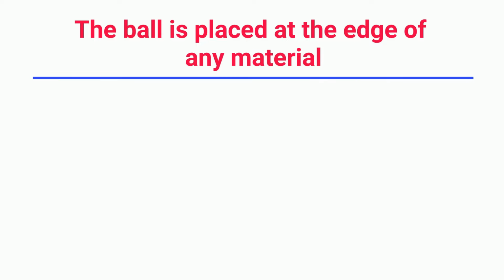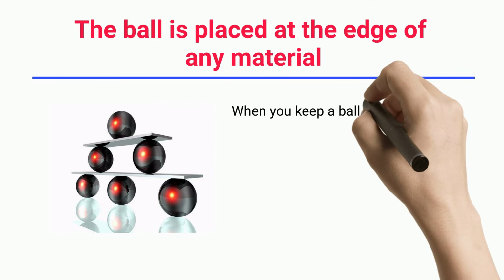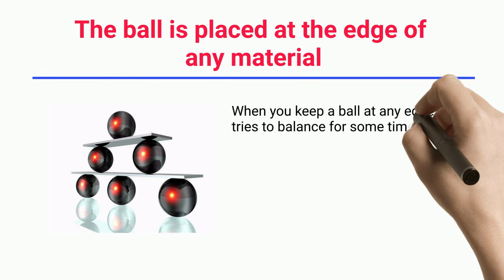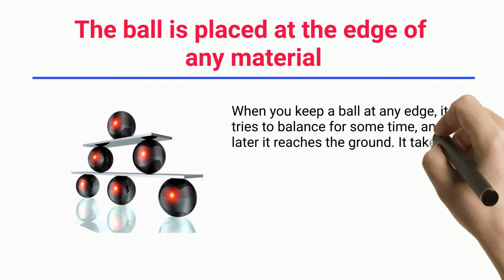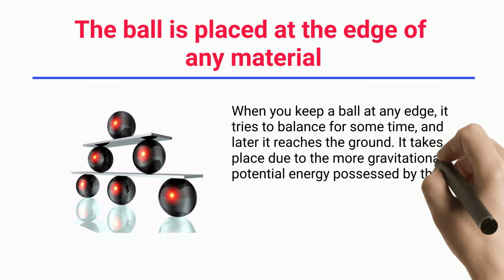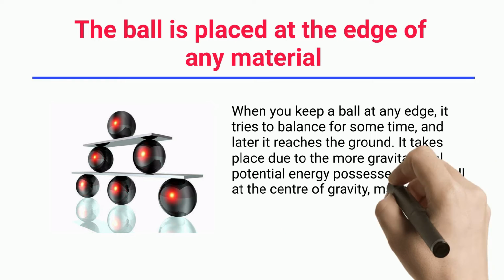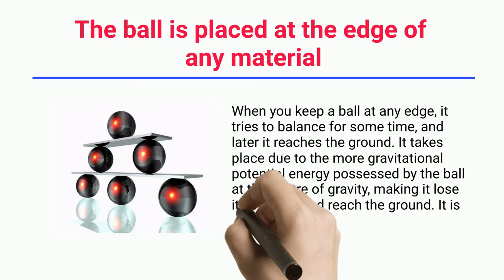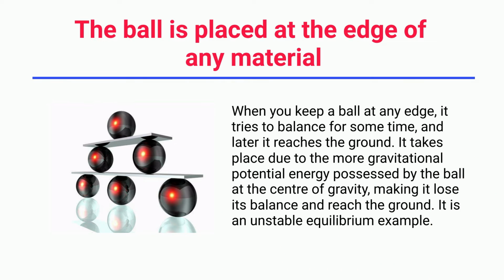The ball is placed at the edge of any material. When you keep a ball at any edge, it tries to balance for some time, and later it reaches the ground. It takes place due to the more gravitational potential energy possessed by the ball at the center of gravity, making it lose its balance and reach the ground. It is an unstable equilibrium example.